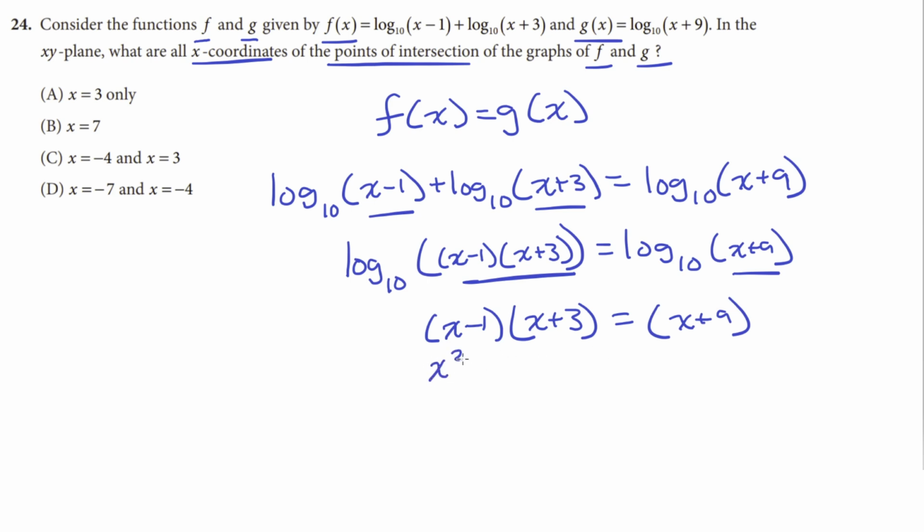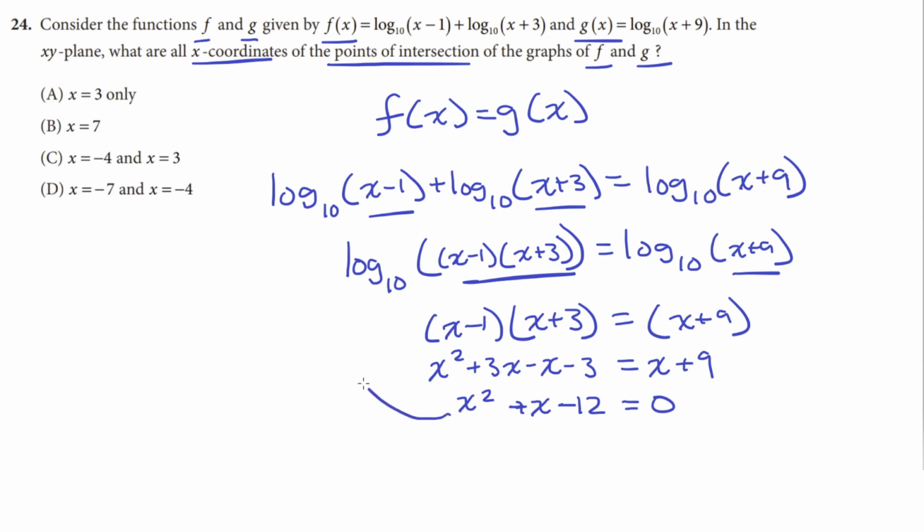Okay, so let's simplify this down. x times x is x squared, x times 3 is 3x, negative 1 times x is negative x, negative 1 times 3 is negative 3, and on the right we just have x plus 9. Let's move the x plus 9 to the other side. So we'll still have the x squared. 3x minus x is equal to 2x. Then if we subtract another x, that's just x. And then negative 3 minus 9, that's negative 12, equals 0.